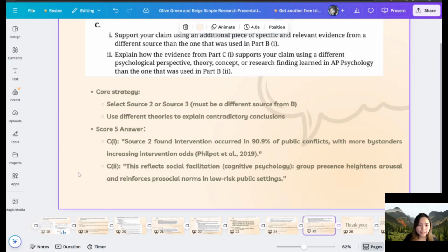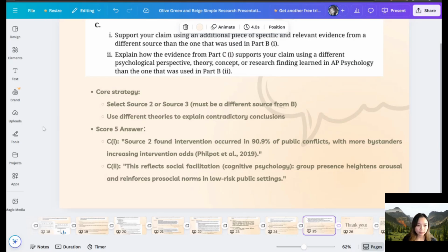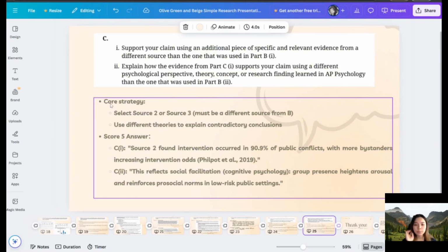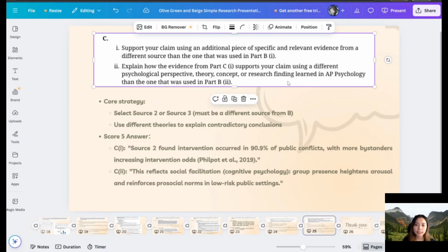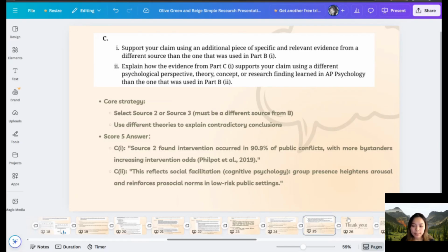The one I said is, this reflects social facilitation, which is a cognitive psychology term. The group presents heightened arousal and reinforces pro-social norms in low-risk public settings. Okay. So it's also really important to remember basically almost every concept we learned in AP Psychology.